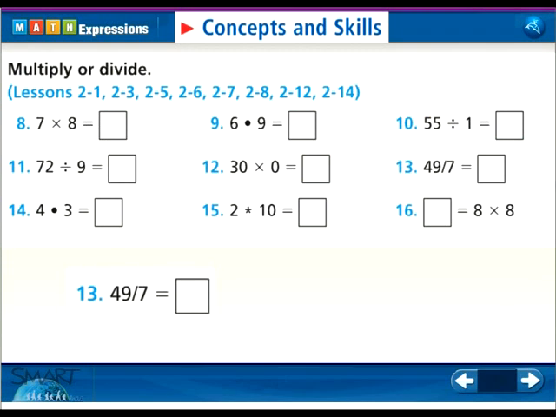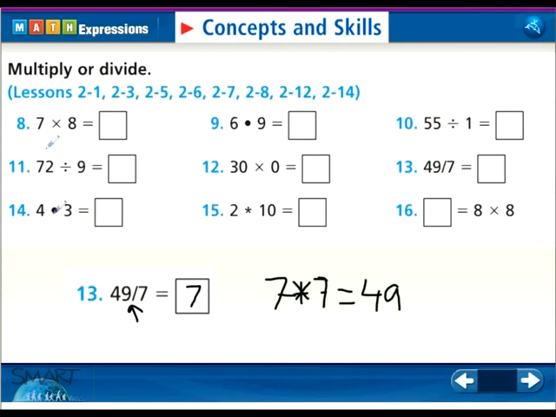I want to make sure you understand what this part is. That line right there is a divisor, and so we take the big number, 49, divided by 7. And what's 49 divided by 7? 7. Let's check our answer. Let's go 7 times 7. And what's 7 times 7? 7 times 7 equals 49.